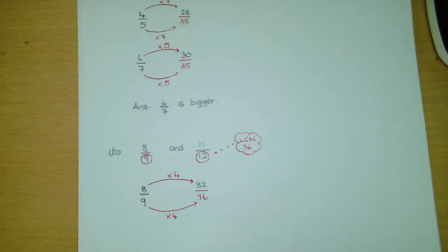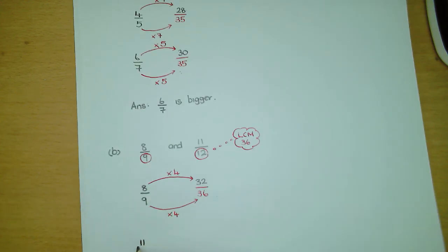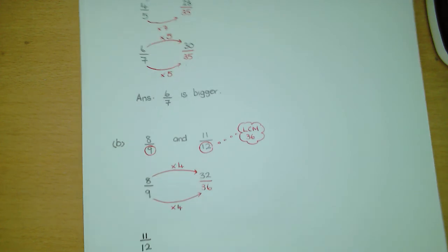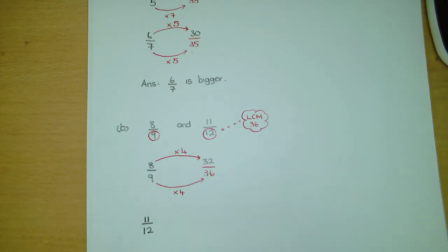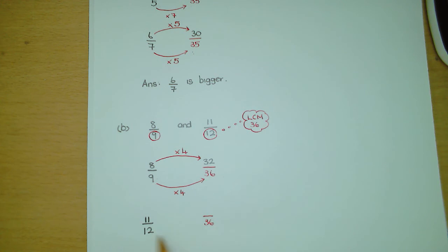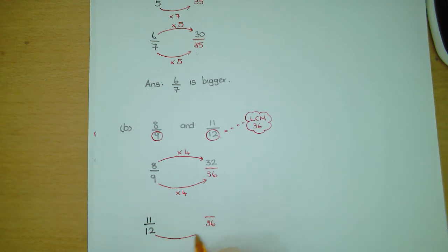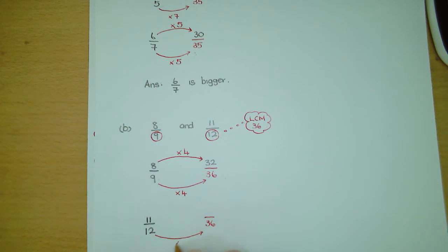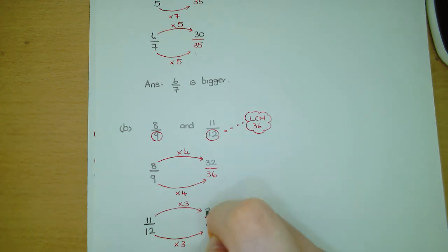11/12 now. We want to turn it into an equivalent fraction with a denominator of 36. So again, start with the two denominators, because you know both of them. So ask yourself, what must we multiply 12 by to get 36? Well, we're going to have to multiply it by 3. And then we have to do exactly the same thing to the numerator. We have to multiply it by 3. So 11 multiplied by 3 is going to give us 33.